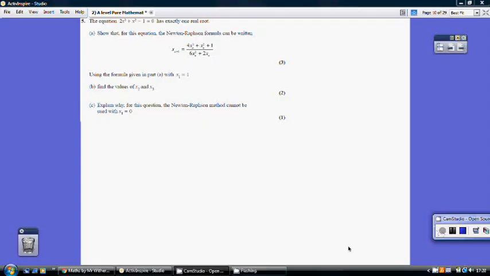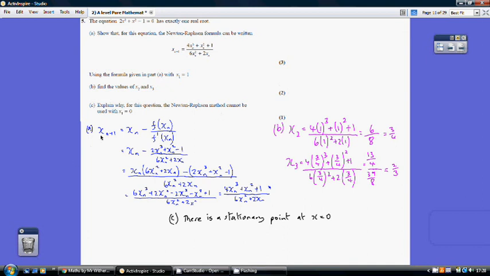5 part A. So from the formula booklet for Newton-Raphson, we have this formula here. So we just need to substitute into this formula. Our function is what we're given here, 2x cubed plus x squared minus 1, each with the suffix n. And then our denominator is the numerator once we've differentiated it, so 3x squared plus 2x.